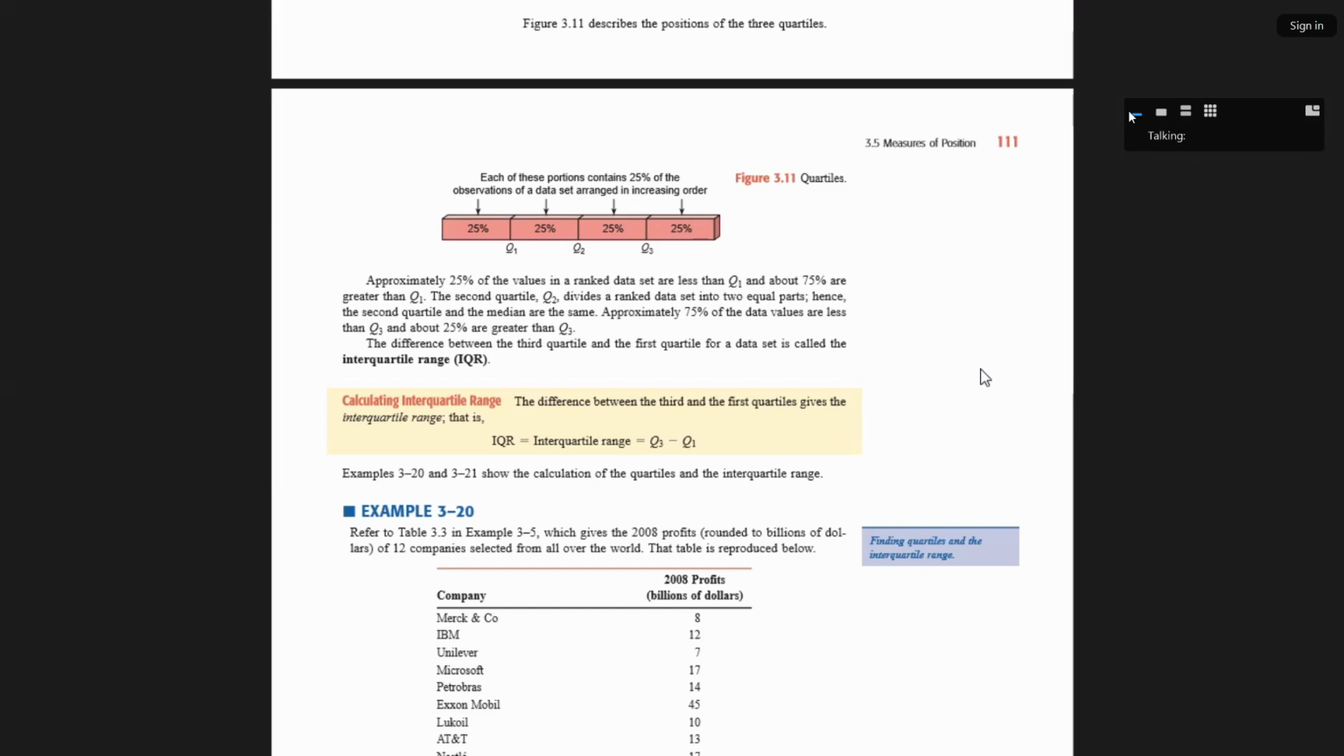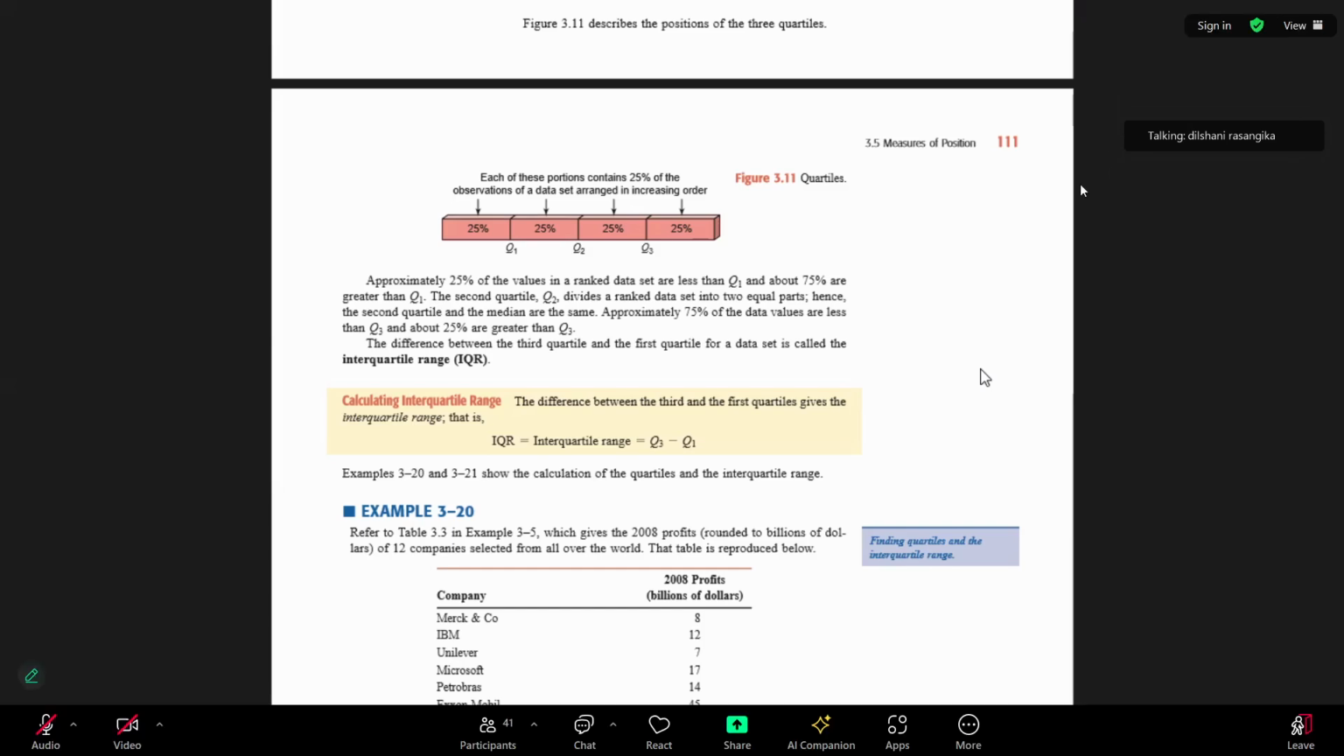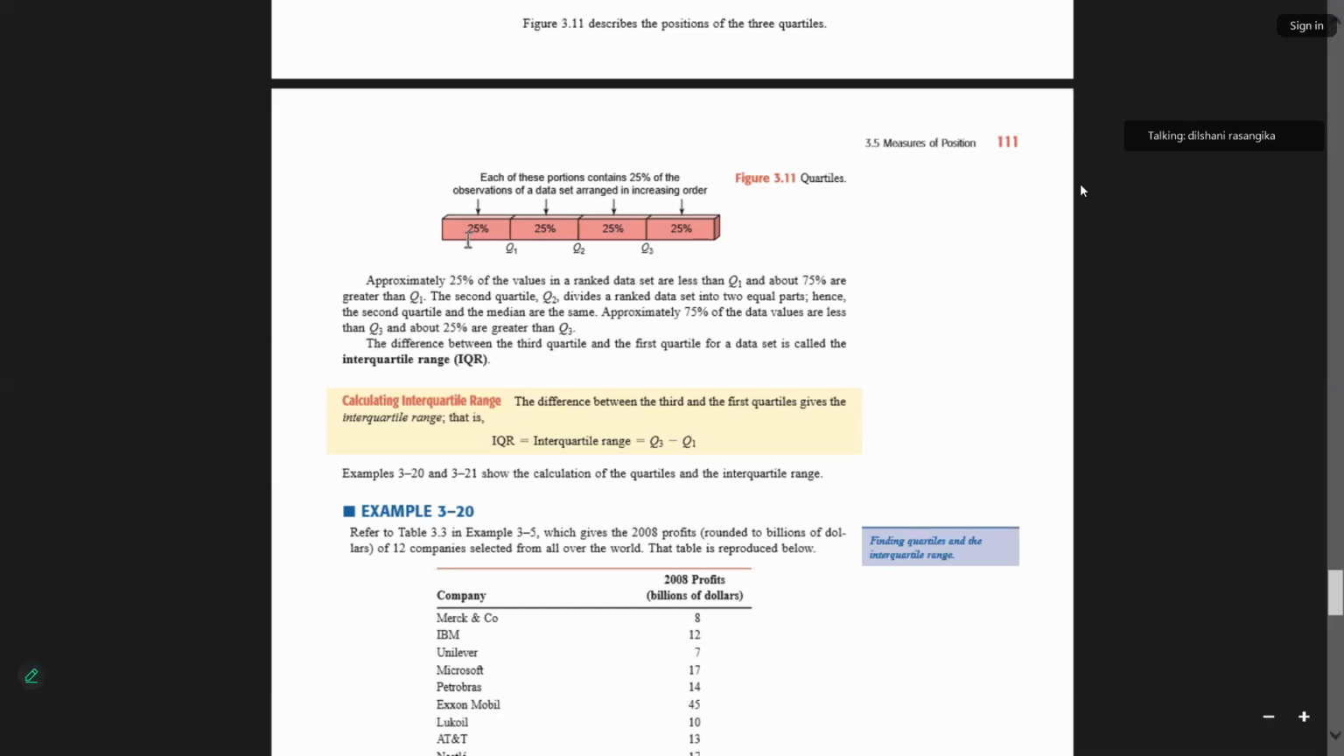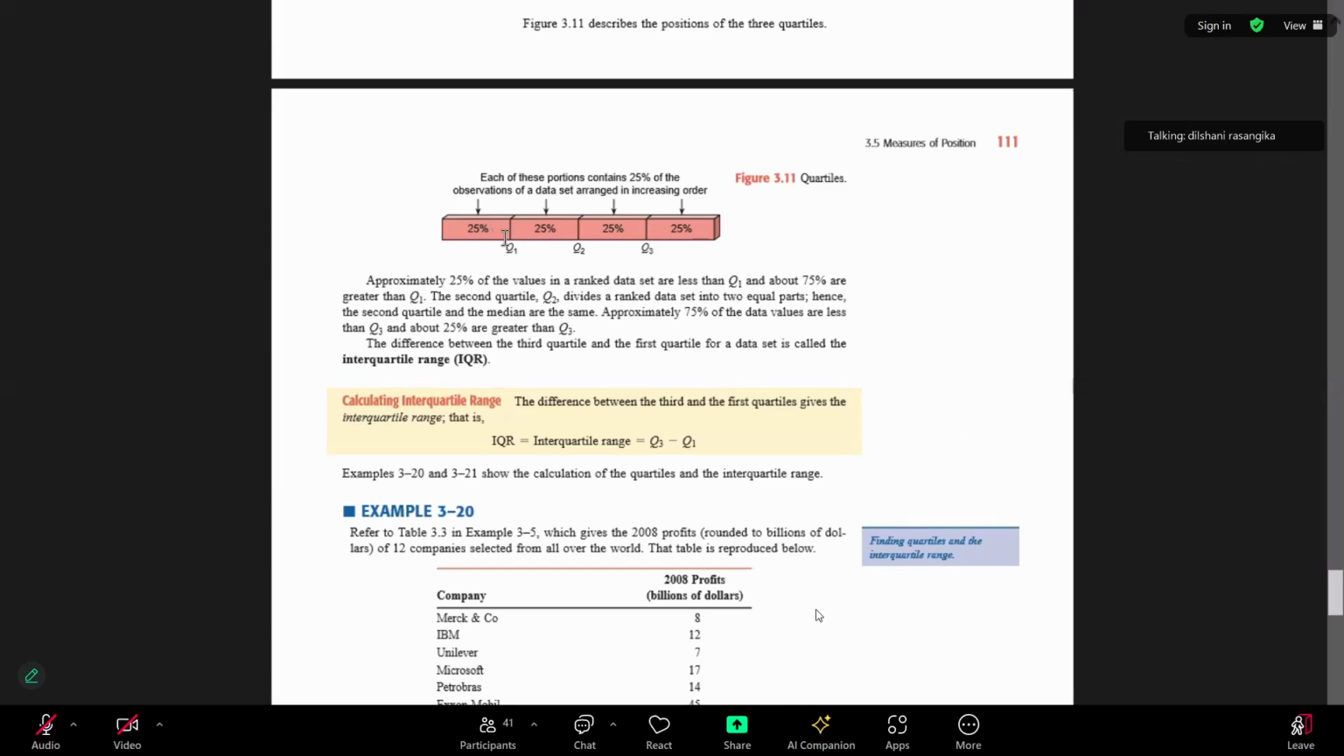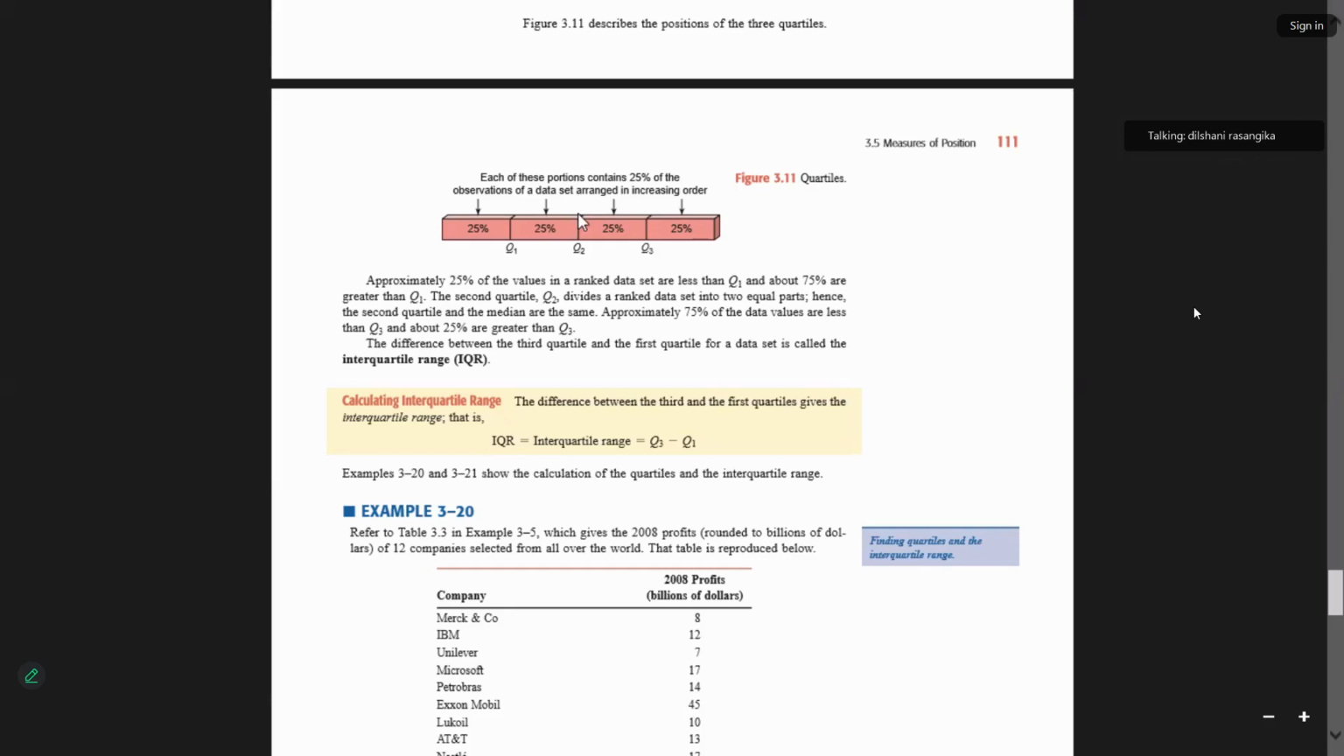So then if you are going to take the Q2, that means you need to divide your data set by 2, or else you can divide your data set by 4, but you need to take 2 portions separately. Then you can find the middle position, or Q2, or the median, as we call it, by taking the half, right? So that means 20 divided by 2 equals 10.